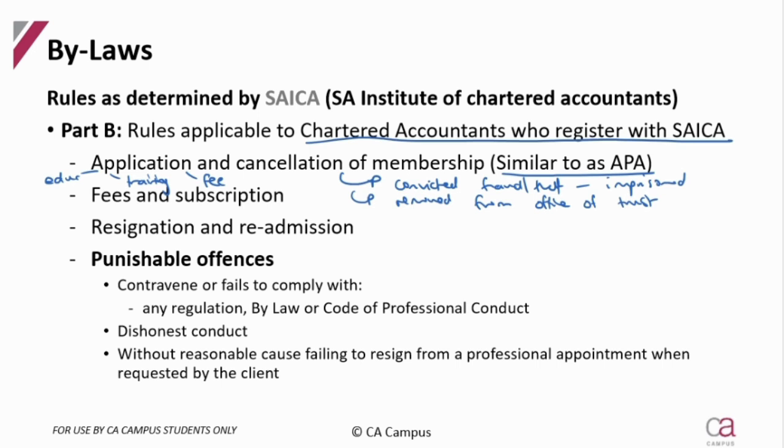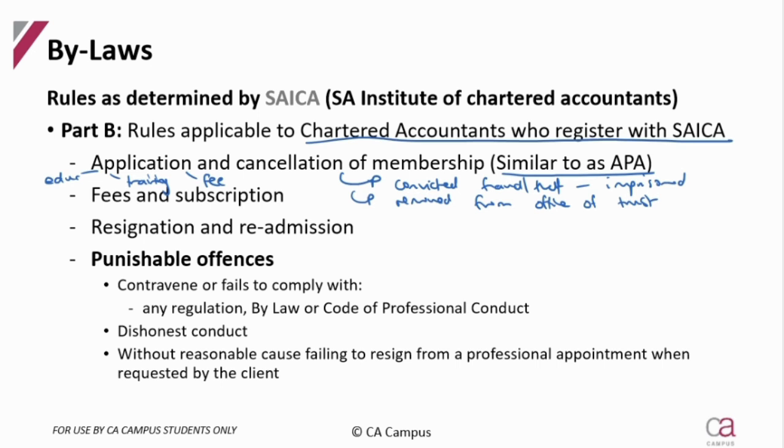Okay, it deals with the fees, the subscription. You guys don't need to worry about the administration of that, and resignation and readmission. If you choose not to continue, don't pay your fee, and then you decide, actually, I do want to be a member of this institute, how do I go about gaining it?